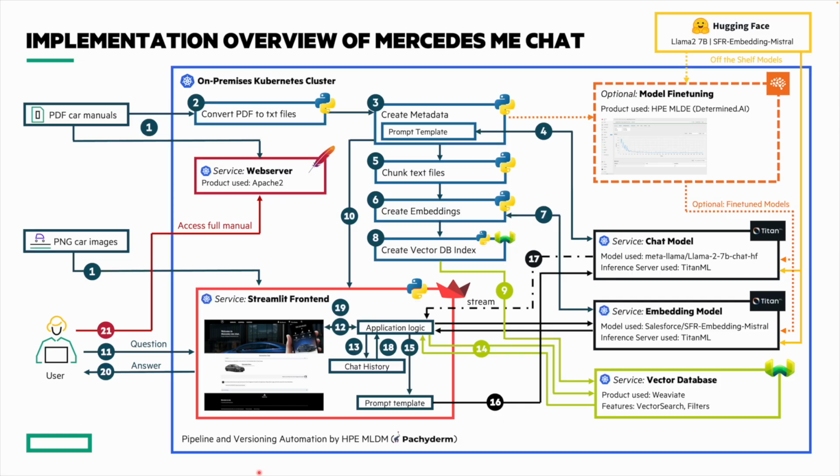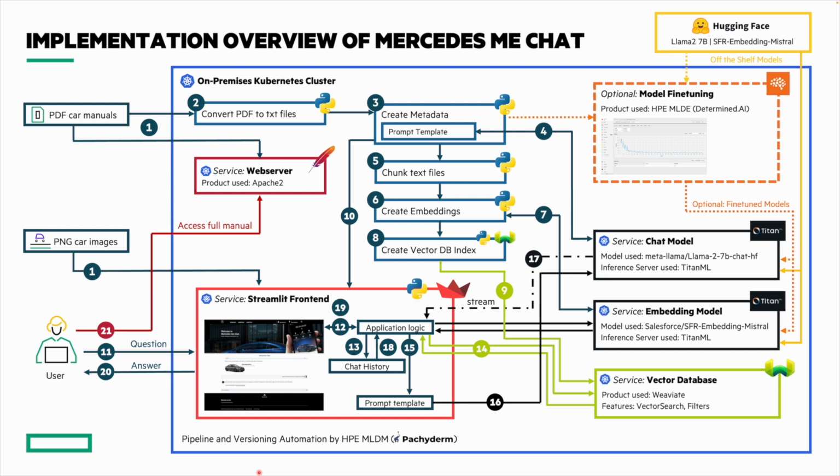This is the implementation overview of the chat application we just saw. It uses the concept of Retrieval Augmented Generation, which really helps to add additional context to a chat model based on the user's question. And we retrieve that information from what we call a vector database based on the query that the user put in. So we give it founded knowledge that the model then can use to answer the user's question.